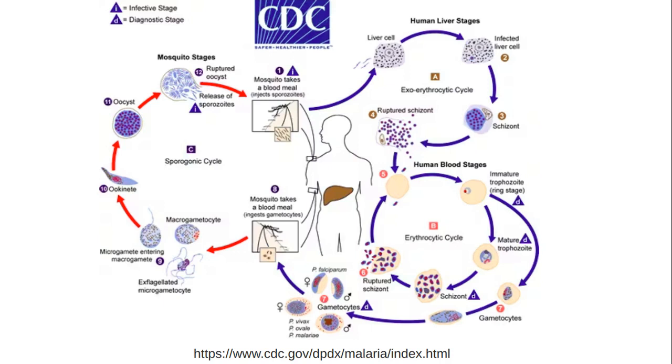In the liver, the sporozoites mature into spherical multinuclear schizonts. After 5 to 21 days, each liver schizont ruptures into thousands of uninucleate merozoites. Erythrocytic schizogony, blood stage. Each merozoite may infect a red blood cell.